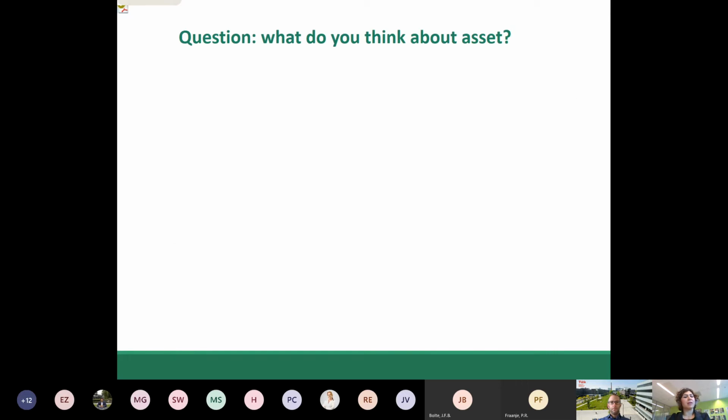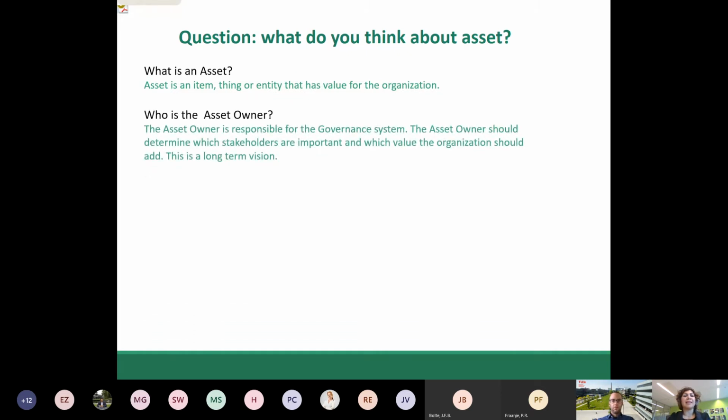A simple question that I want to ask yourself. You don't have to answer it loudly, but what do you think about assets? What is an asset? An asset is an item, thing, or entity that has value for the organization. Who is the asset owner? The asset owner is responsible for the governance system. It's the asset owner who should define and determine which stakeholders are important and which value the organization should take. So basically, the long-term vision is determined by the asset owner.